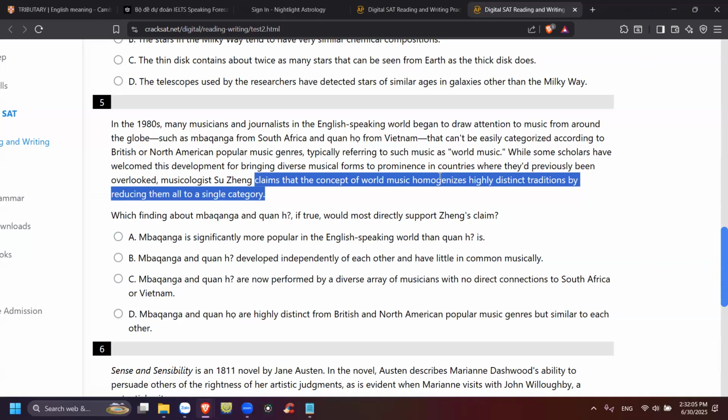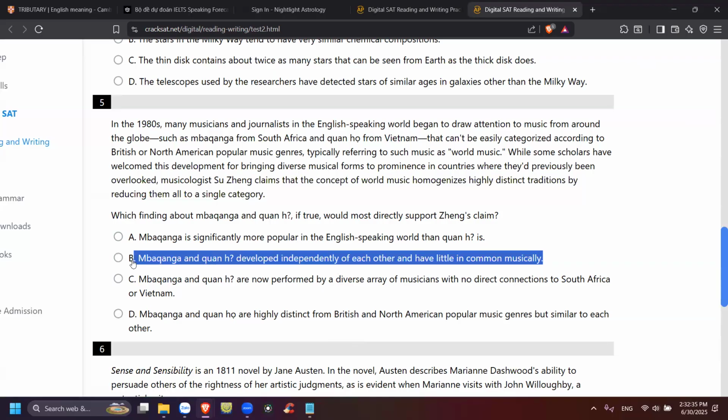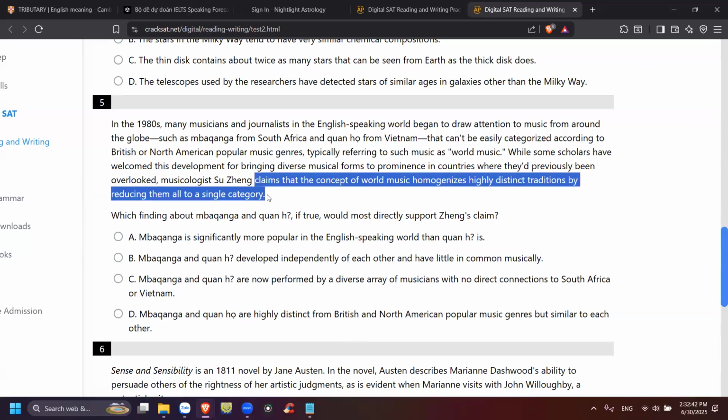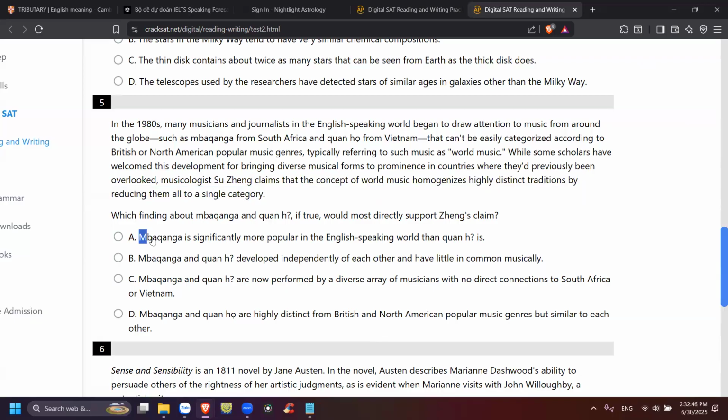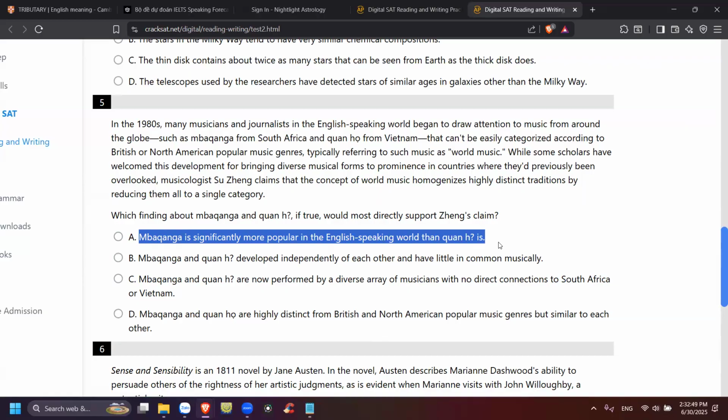Yeah, but it tries to make the two types of music into one category. It's not D, it's not C... I feel like it's B, but it doesn't quite fit. Develop independently of each other, have little in common musically. It just talks about the nature of these two, not what the people are trying to homogenize, right? And A, which of the two musics is more popular, it's irrelevant, yeah. So it can only be C then.